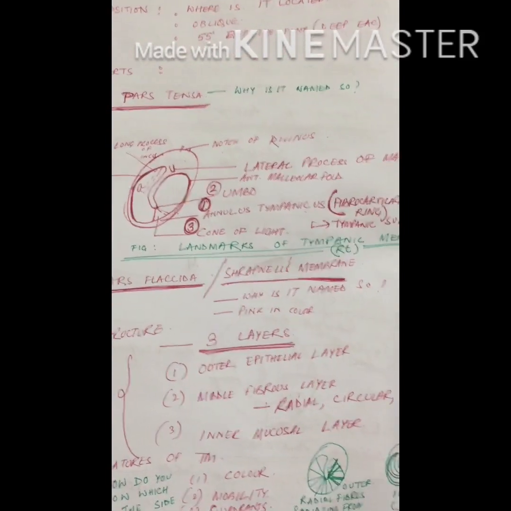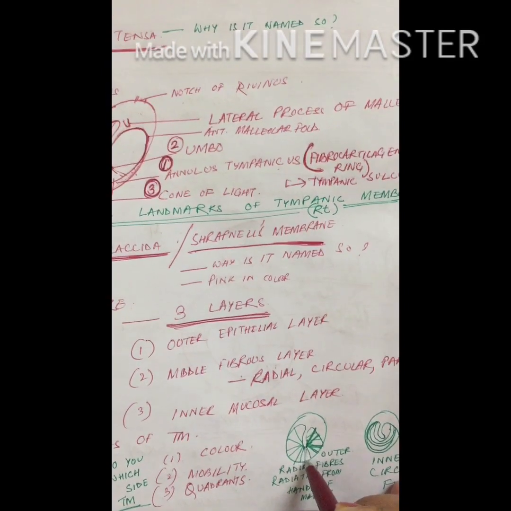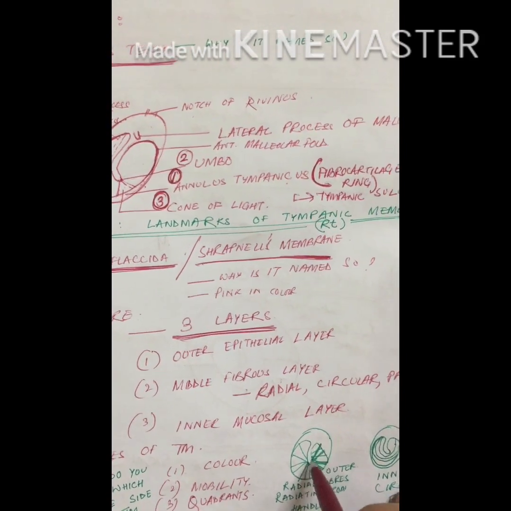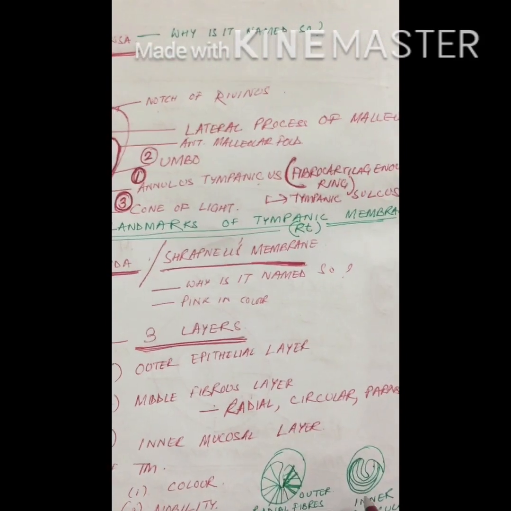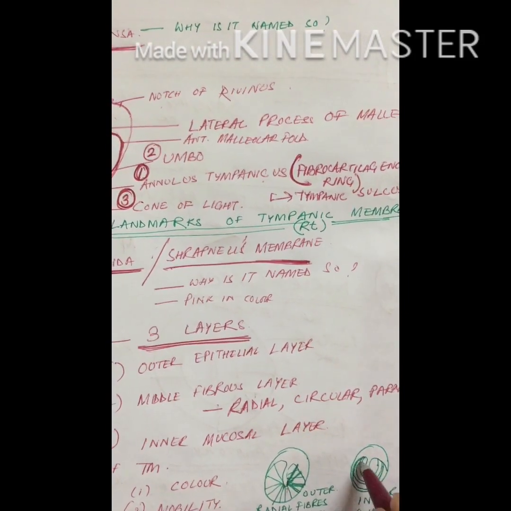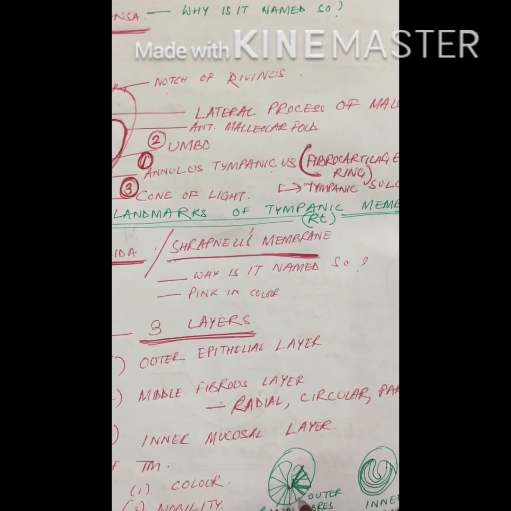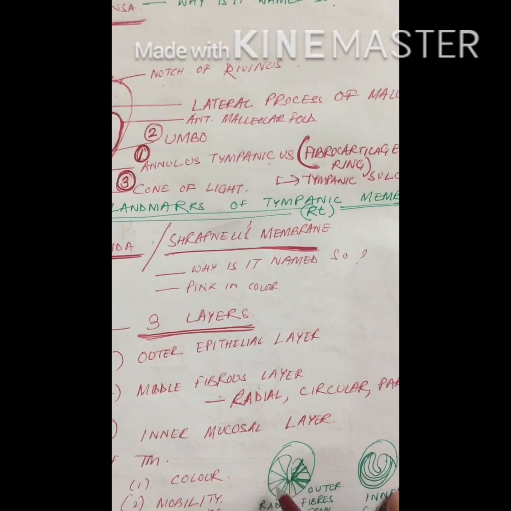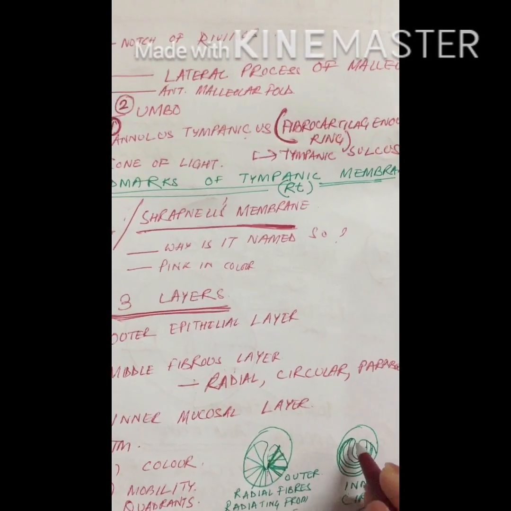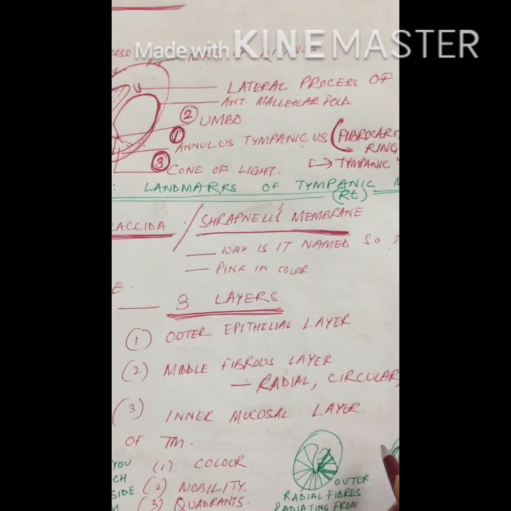Now I'll show a brief schematic diagram. The radial fibers will radiate from the handle of the malleus, especially the umbo. The inner circular fibers will be in this fashion. The radial fibers are seen along the outer layer, along the outer side, and the inner circular fibers are seen along the inner side, and the parabolic fibers in between.